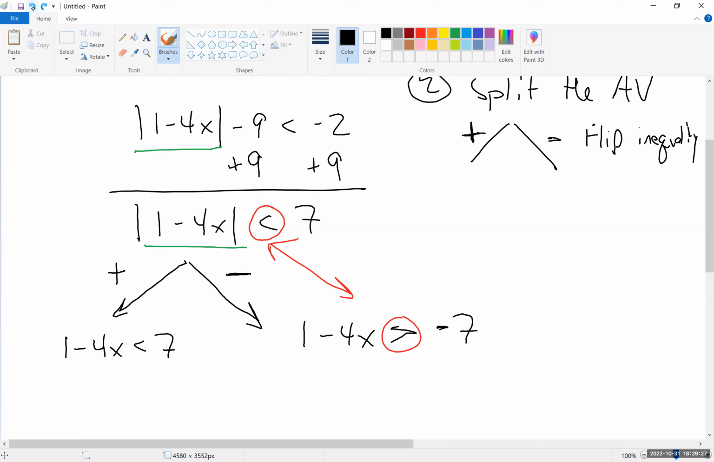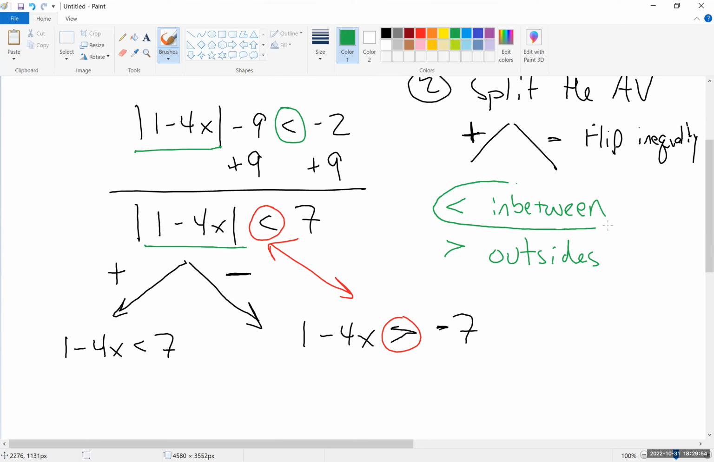When you split it up, if the original inequality is less than, you're going to be in between. And if it's greater than, you're going to be on the outside of it. It's the outsides. I'll show you what I mean by that. But this is true. If it's less than, you want to remember that you're going to be in between. If it's greater than, you're going to be on the outsides. Or the wings. Sometimes I call them wings. You're in the wings.